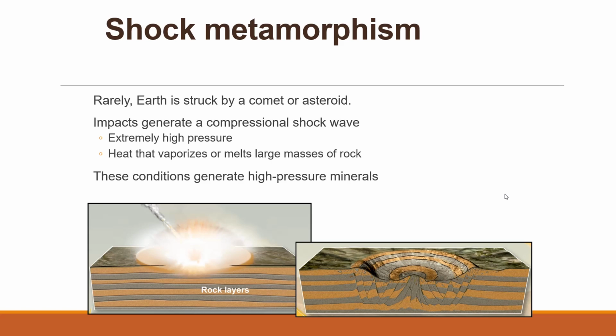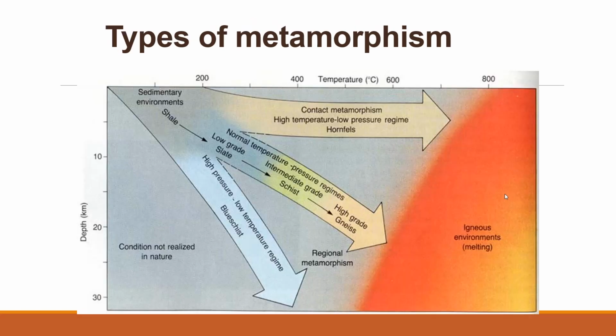And then we have shock metamorphism. So periodically Earth gets hit by an object. The impact generates a compressional shock wave, and we have extremely high pressure. We also have a lot of heat that vaporizes or melts large masses of rock, and so we have specific high pressure minerals that are only forming in these situations. So there's some very specific forms of silicates. So quartz will become either coesite or stishovite. It's SiO2, but it's in a different form.